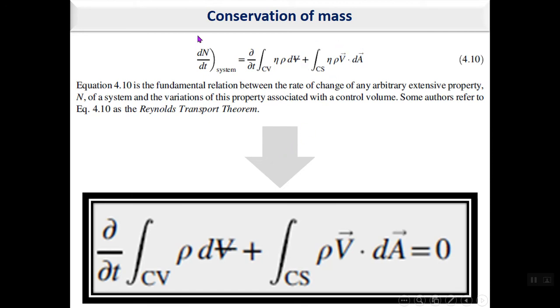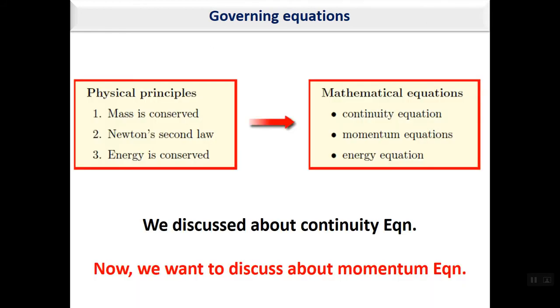If you remember, if we put mass instead of N, then eta will be 1, and this is the continuity equation in integral form. Please refer to the recording of last week for more details. And today we want to discuss the momentum equation.